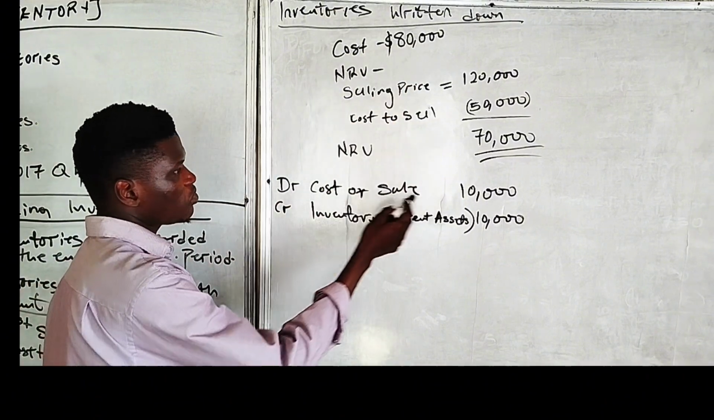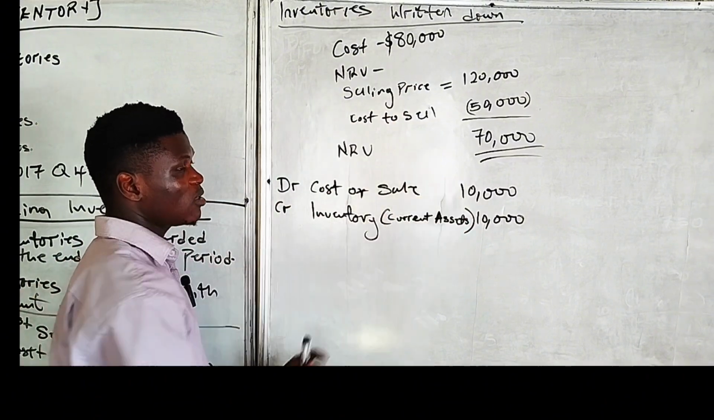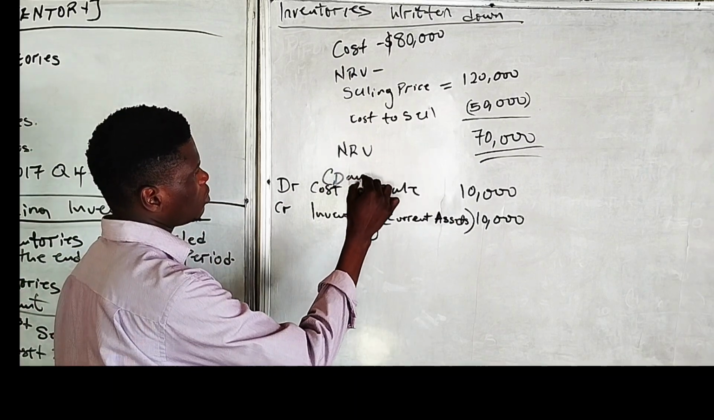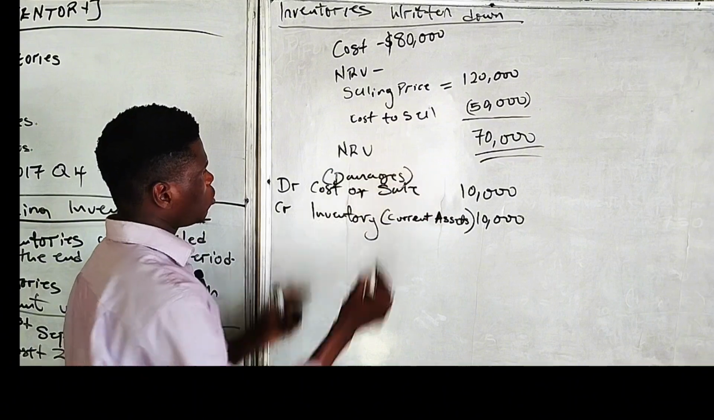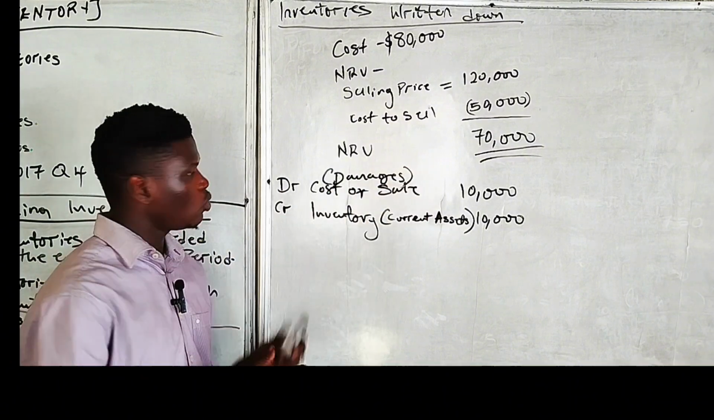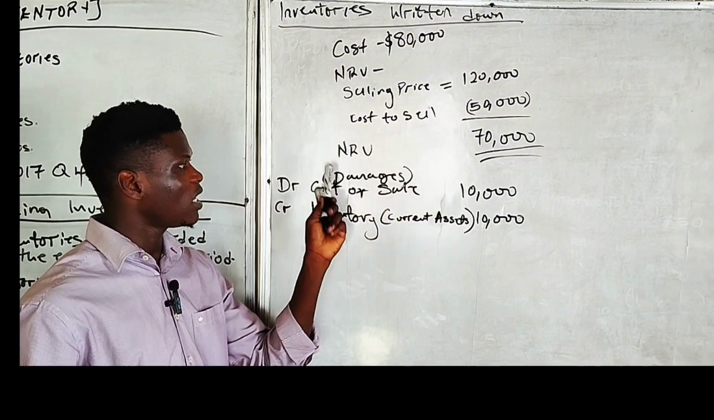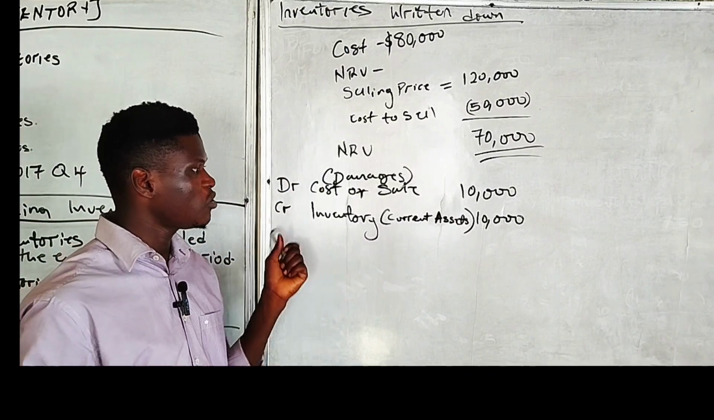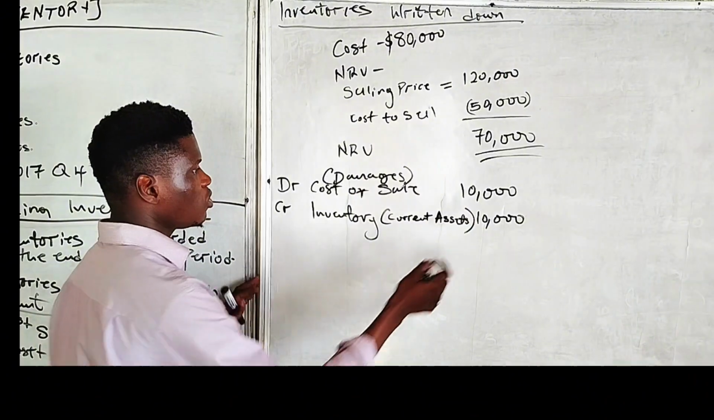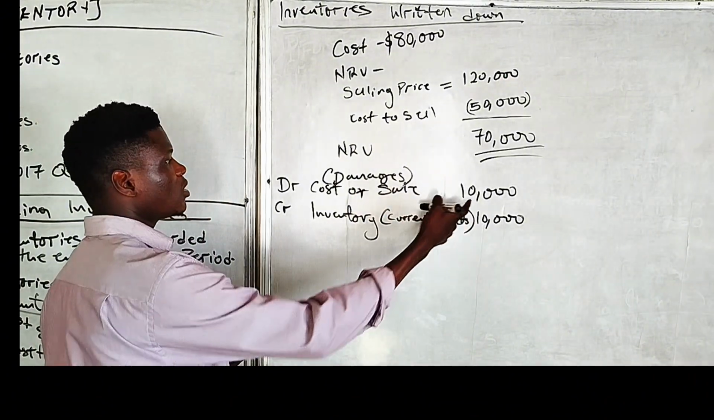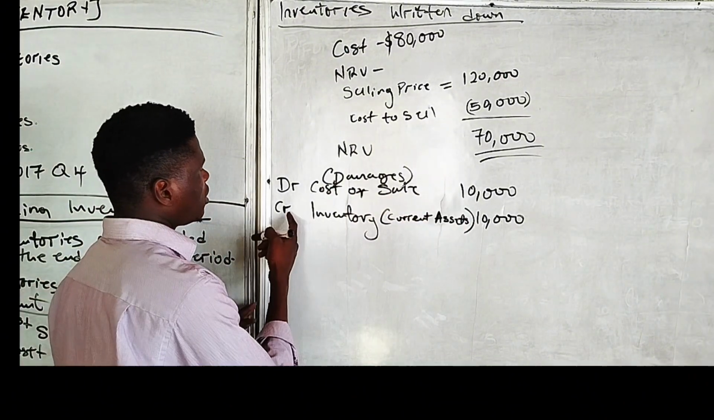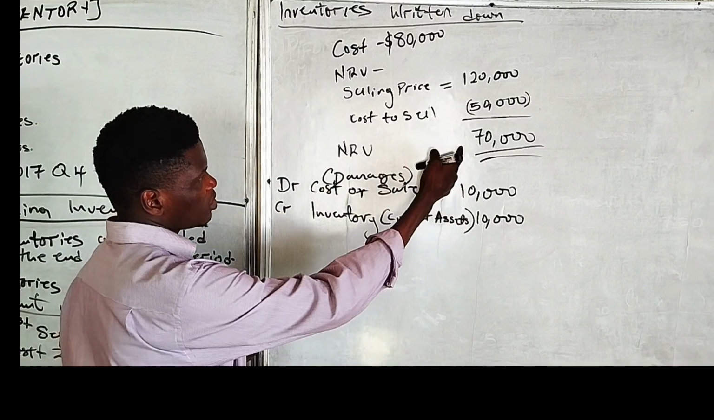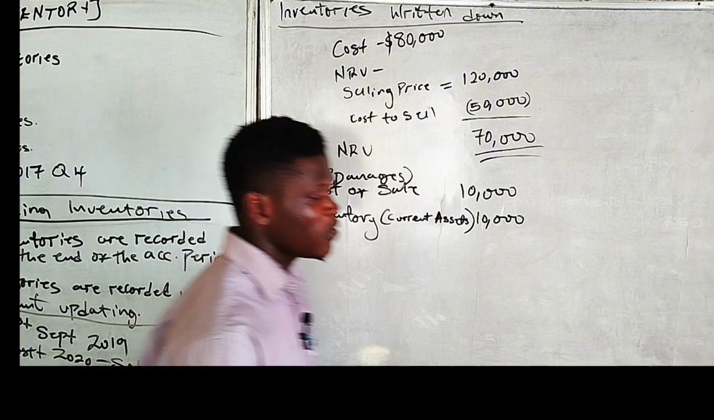So we will debit cost of sale with 10,000, meaning that we're adding this 10,000 as an expense. We can term it as damages. Cost of sale is a heading, so we'll add 10,000 to it as damage from inventory. Then we'll deduct 10,000 from inventory itself, also as damage. So at the reporting date, our inventory will be reflecting 70,000. That's in the case of inventories written down.